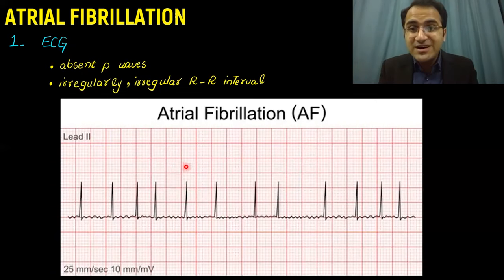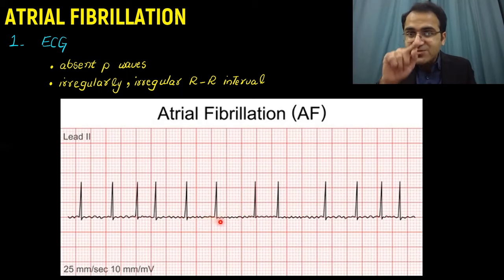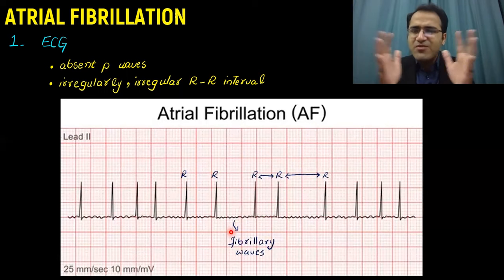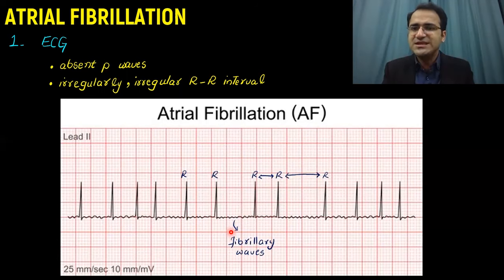But if you see an ECG of atrial fibrillation, you won't be able to see P waves. There are no P waves since there is no contraction of the atria in a synchronized manner. So there are no P waves. This small wave that you see in between these QRS complexes is called a fibrillary wave. This is due to the abnormal electrical activity in the atria. So the first point, absent P waves: there are no P waves in it.